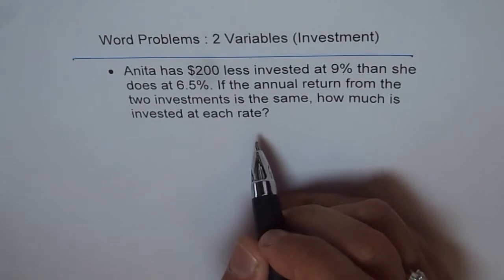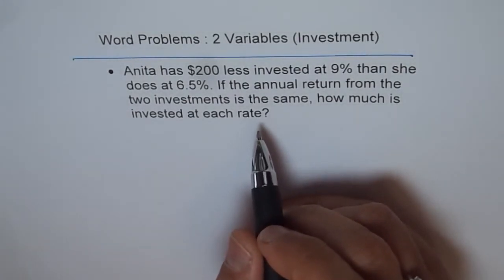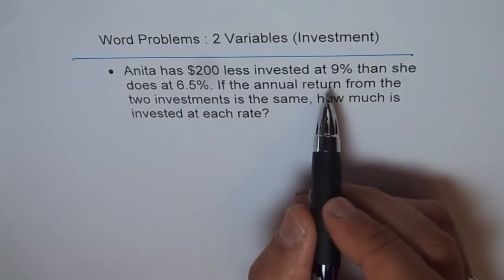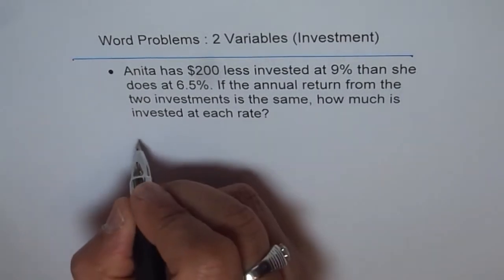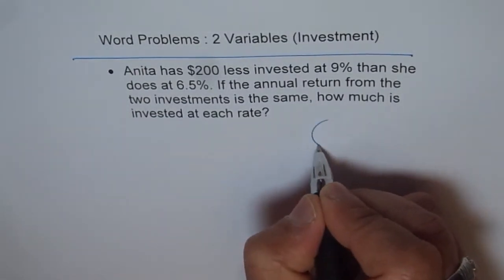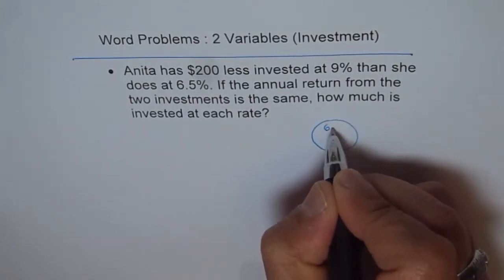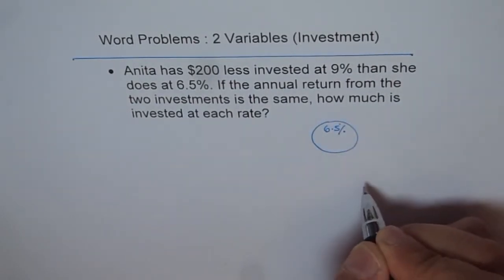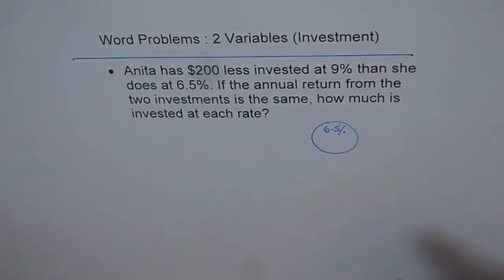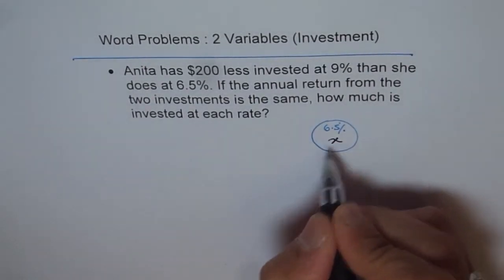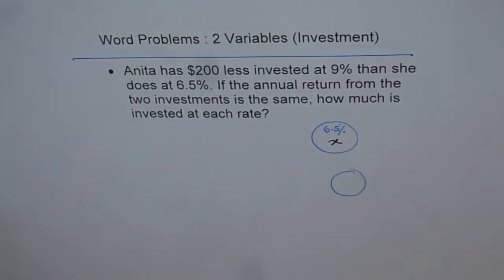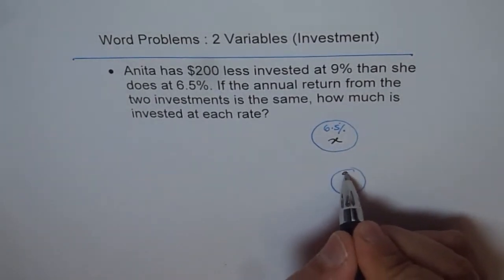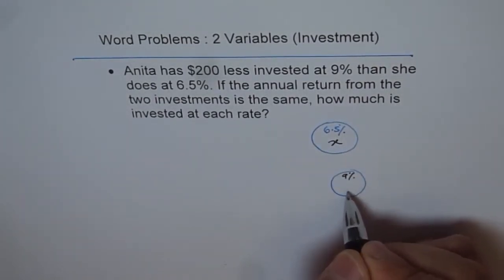So let's consider this scenario and try to define our variables. It's better to define a variable in terms of what is invested at 6.5%. So let's say this is our investment at 6.5%, and let's say this investment is X dollars. And then we have another investment, and that investment is at 9%. So how much should that be?